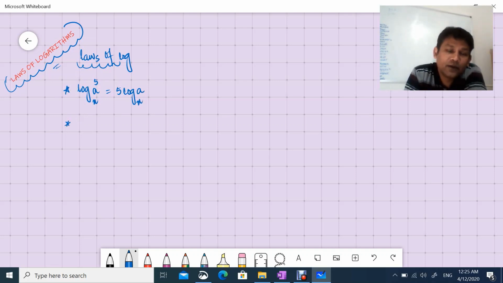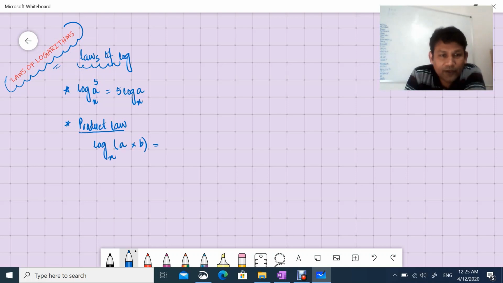The second law is the product law. In the product law, suppose log with base x and two numbers are multiplying, a into b. So in multiplication, you have to write the log with both the numbers. So that will become log x a plus log x b. This is called the product law.